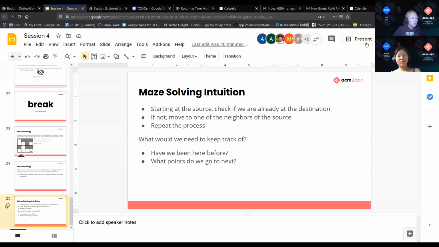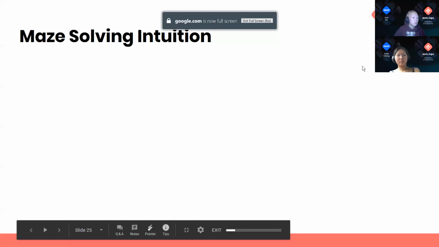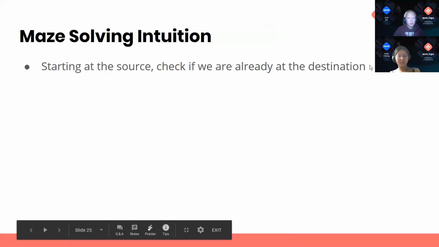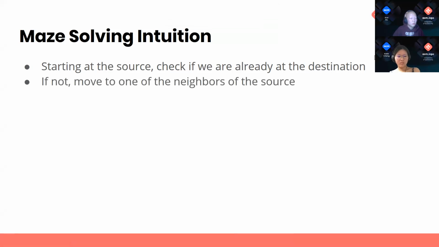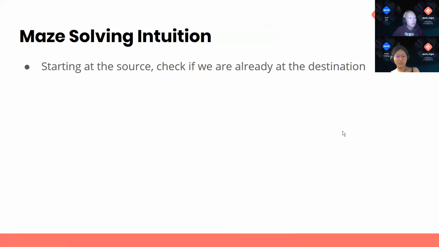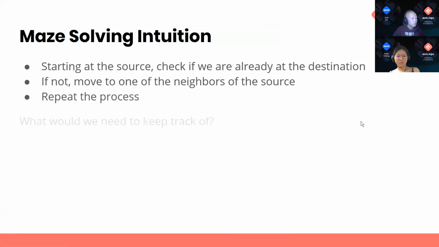Anyways, so in that case, the data structure that you want to keep track of the squares that you want to visit is going to be either a stack or a queue, right? Because you want a data structure where you can insert elements and then be able to get elements out in a specific order, right? And so again, this is intuition: starting with the source, check if we're already at the destination. I'm sure you already know all this.